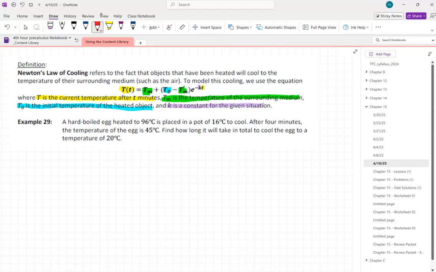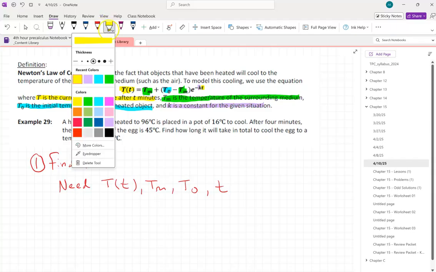So if I look at my formula for cooling, what quantity is mentioned nowhere in this story problem? The k, whatever the k for an egg is. So my first step is I have to figure out what k is. I have to find that k. So if I want to find k, I'm going to need a T of t, a Tm, a T naught, and a t. I have to have everything other than k to solve that. Everybody good? Okay.